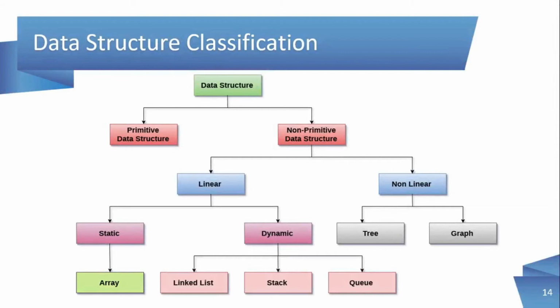So these are our data structure classifications. Data structures are divided into two parts: we have the primitive and non-primitive data structures. Part of the non-primitive is the linear and the non-linear, which is again composed of static and dynamic for linear, and tree and graph for non-linear. In the static, we have the array, and in the dynamic, we have the linked list, the stack, and the queue.